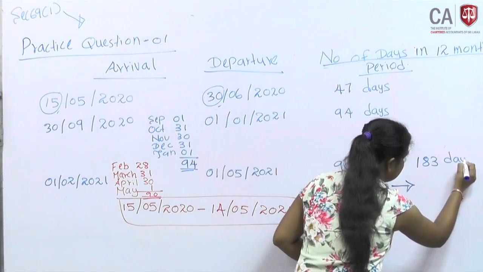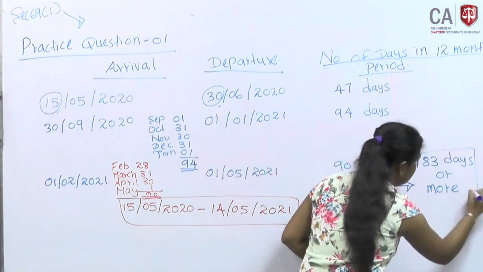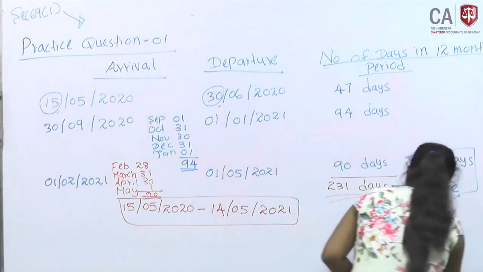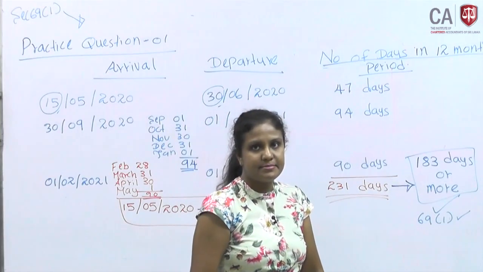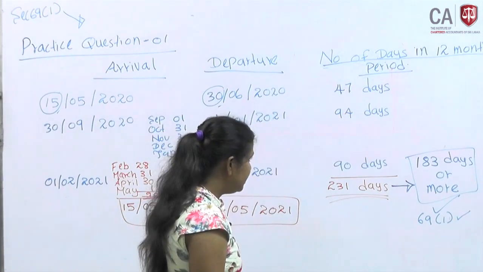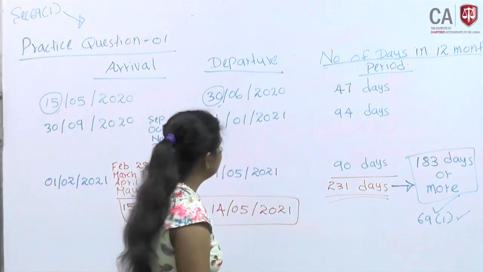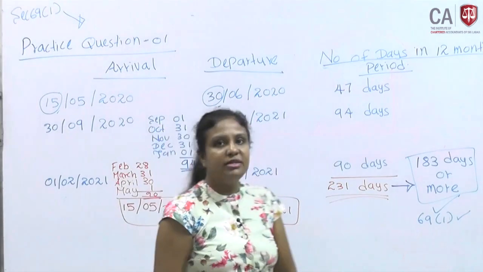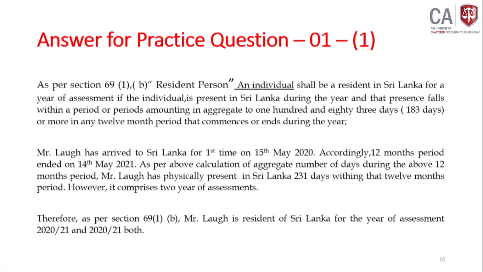183 days or more. This is okay. Section 69 subsection 1 provision is okay. He has stayed in Sri Lanka 183 days or more. Clear? Now what is your answer based on this quantitative test? If so, is Mr. Love resident or non-resident? Resident person in Sri Lanka.